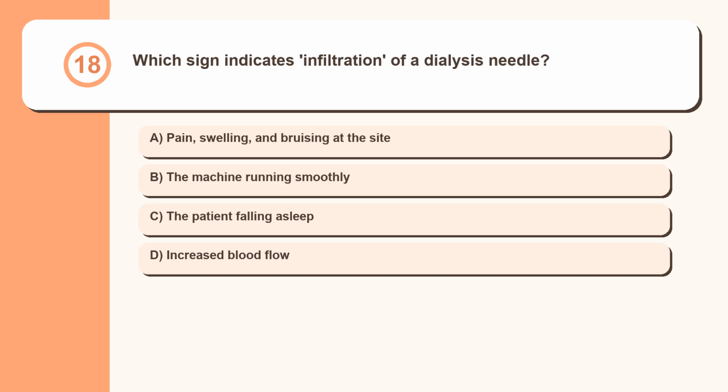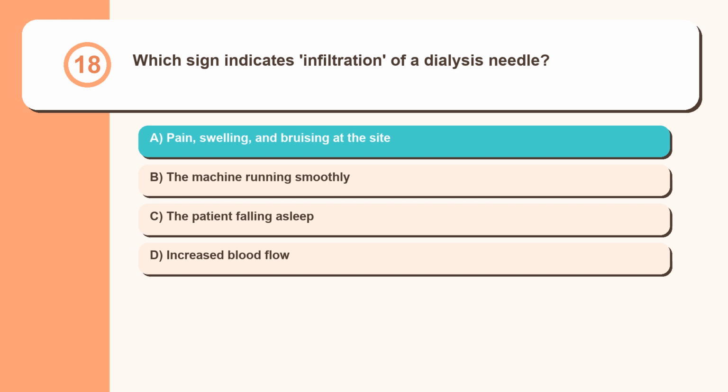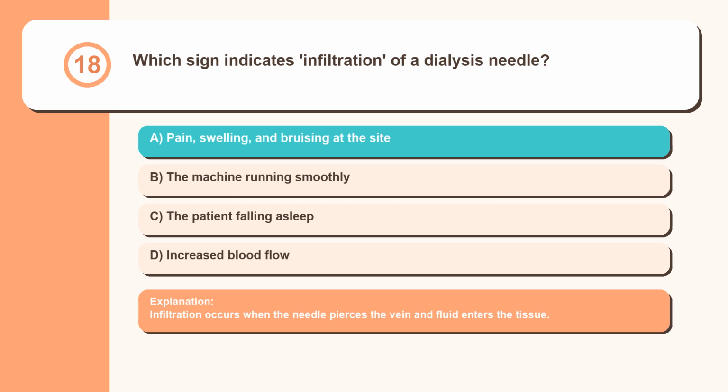Question 18. Which sign indicates infiltration of a dialysis needle? Pain, swelling, and bruising at the site. The machine running smoothly. The patient falling asleep. Increased blood flow. Infiltration occurs when the needle pierces the vein and fluid enters the tissue.